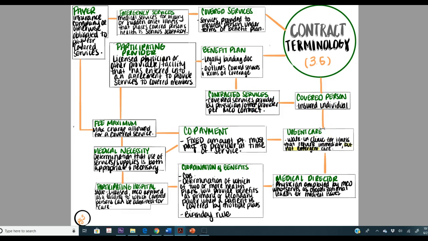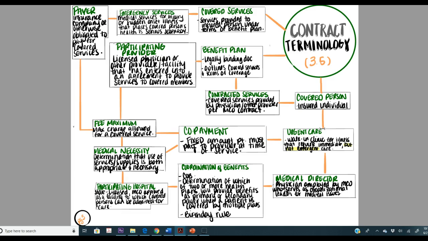Urgent care is a walk-in clinic for illnesses that require immediate but not emergent care. That is a big difference between emergency services, which are for injury or sudden onset illnesses that places a covered person's health in serious jeopardy. So people confuse urgent and emergent services a lot, and people use emergency rooms as urgent care facilities and primary care services quite frequently, especially when they are under or uninsured. So make sure you know the difference between those.